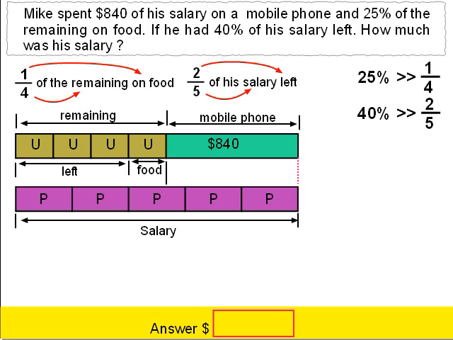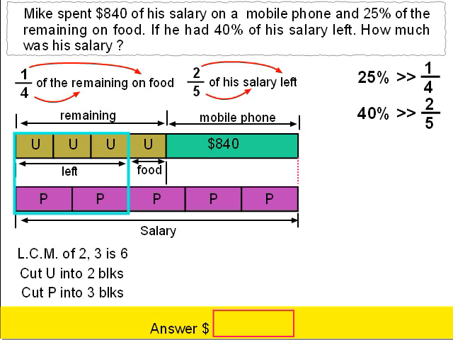Now, looking at this part of the model straight away, we know that 2 parts is equal to 3 units. So the LCM of 2 and 3 is 6. Therefore, we cut each unit into 2 blocks and each part into 3 blocks, so that we can convert all the units and parts to the same terms in terms of blocks for comparison purposes.